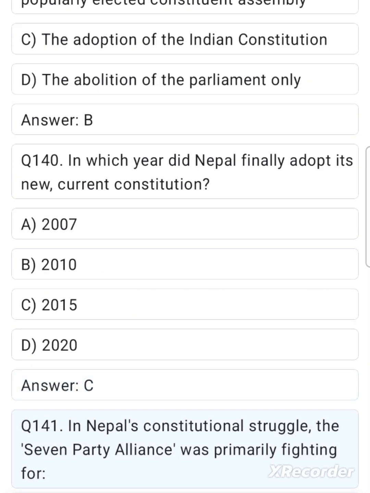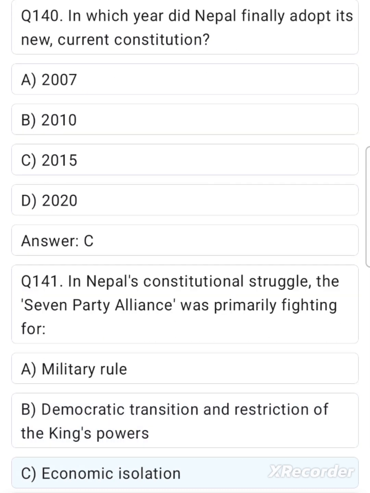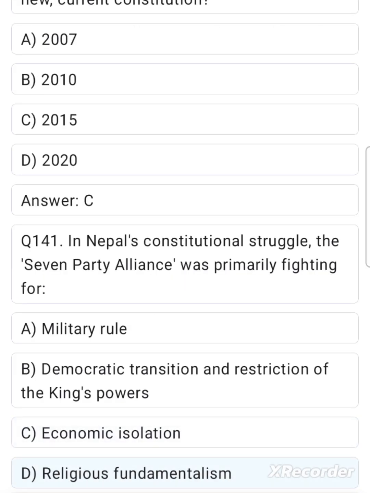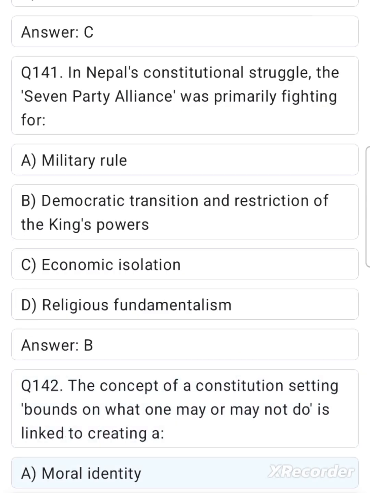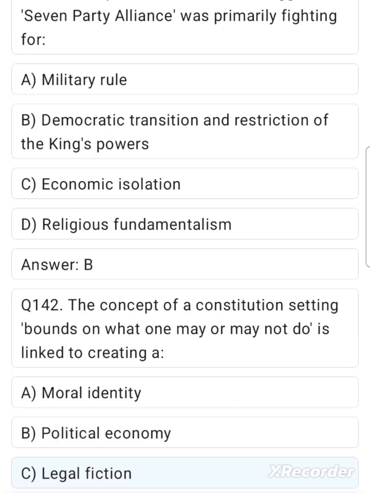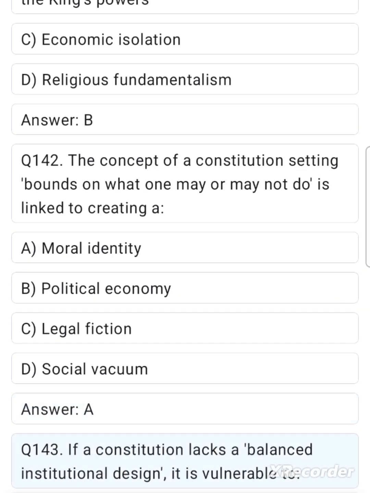Q141. In Nepal's constitutional struggle, the seven-party alliance was primarily fighting for A. Military rule. B. Democratic transition and restriction of the king's powers. C. Economic isolation. D. Religious fundamentalism. Answer B. Q142. The concept of a constitution setting bounds on what one may or may not do is linked to creating A. Moral identity. B. Political economy. C. Legal fiction. D. Social vacuum. Answer A.